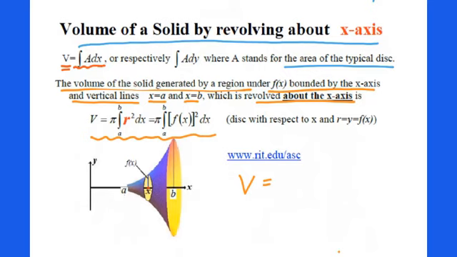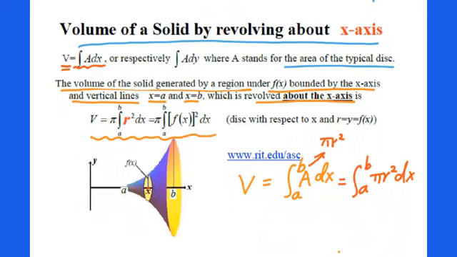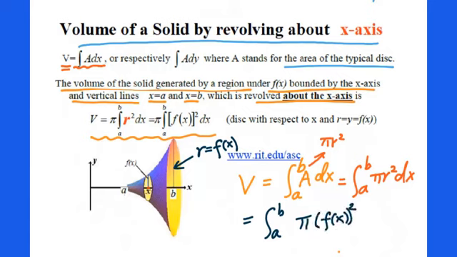volume equals the integral of disk area times dx from a to b. The disk area they give to you is pi r squared. From the graph, you could say this radius equals f of x. So we can write down the definite integral of pi times f of x squared from a to b.